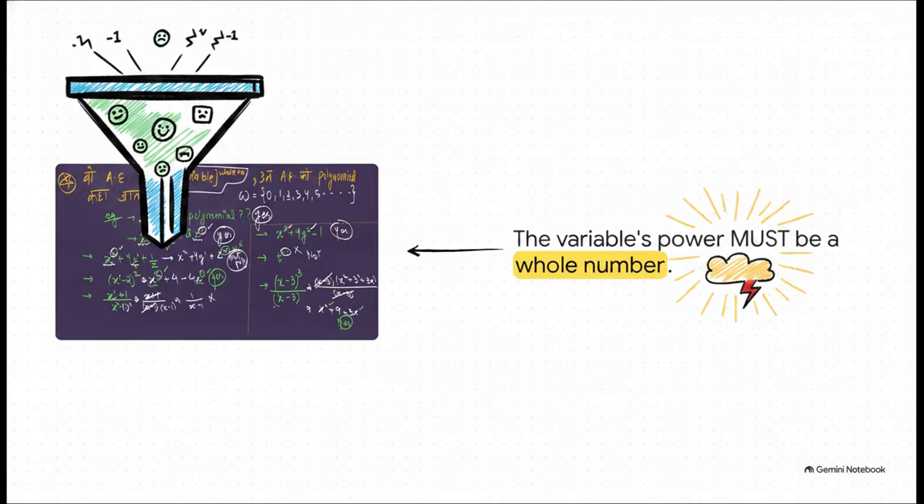So, what's really interesting about this slide is the strict rule we use to filter out those imposters. Here it is. The variable's power, its exponent, absolutely must be a whole number. That means 0, 1, 2, 3, and so on. Notice the examples we have. The expression x squared minus 1 has a power of 2, right? 2 is a whole number, so it's in. But look at t to the power of negative 1. Negative 1 isn't a whole number, so no way, it is instantly disqualified.